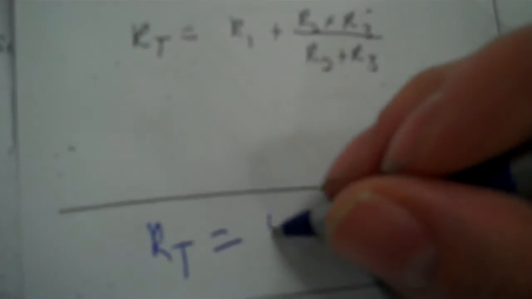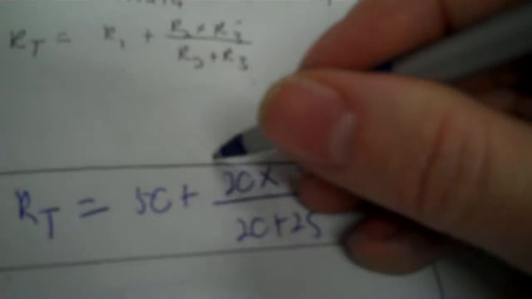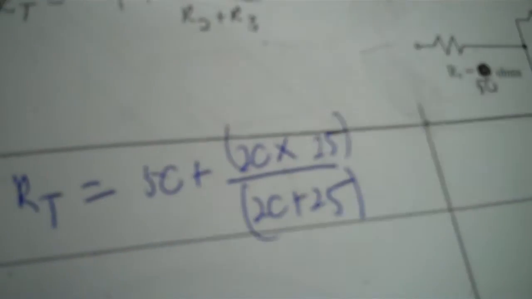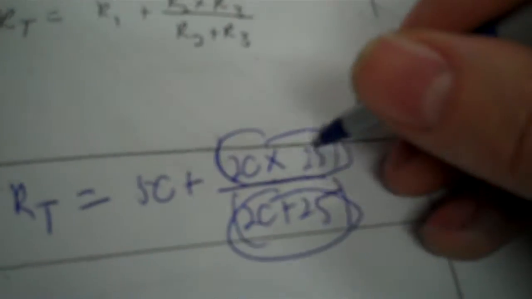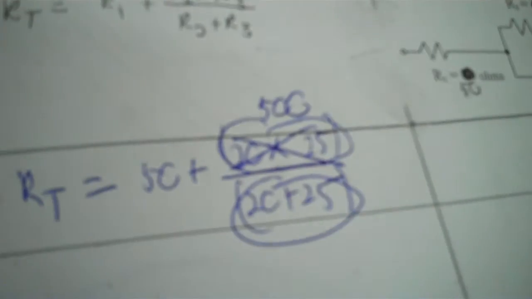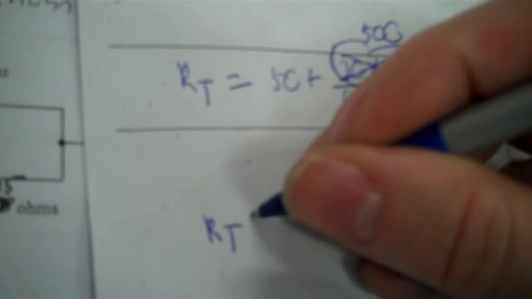RT. So R subscript 1 is 50. R subscript 2 is 20 times 25. Now bottom you have 20 plus 25. Now your order of operations, you insert the parentheses, just one operation inside of each of these, so you just evaluate it. 20 times 25 is 500. 20 plus 25 is 45. So RT, we have 50 plus 500 divided by 45.